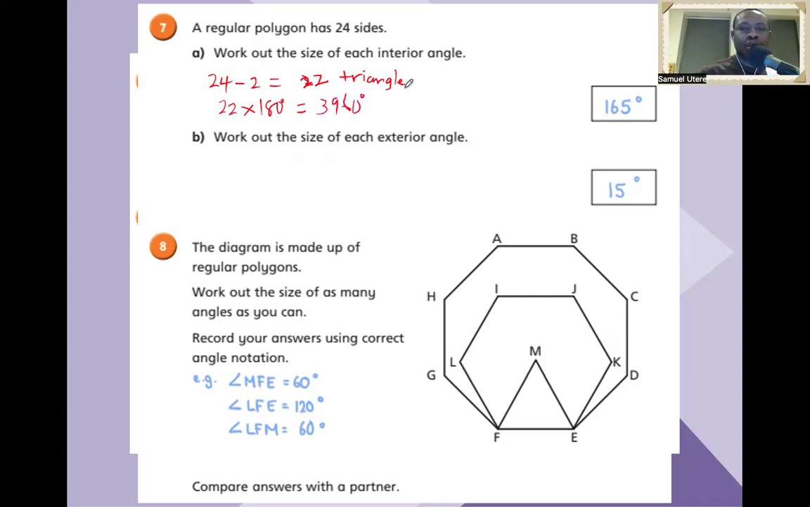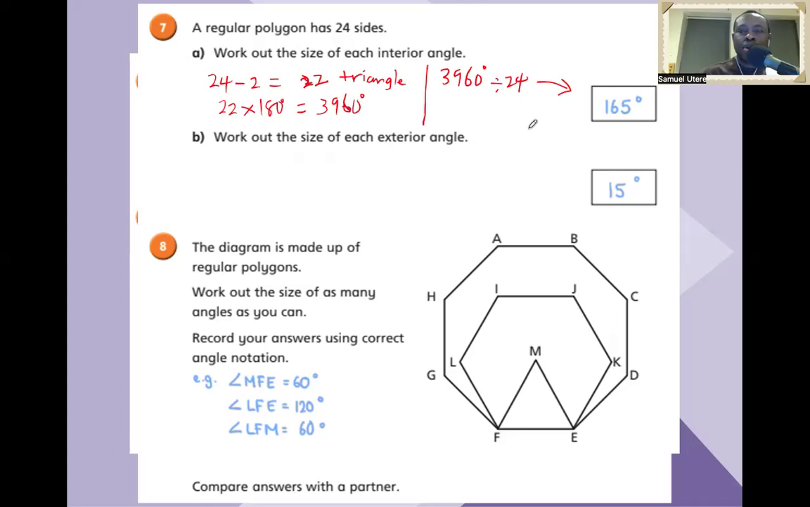Now, this 3,960 degrees represents the 24 equal angles in this 24-sided shape. So to get each angle, we'll say, well, let's divide this number. So let's start here. 3,960 degrees divided by 24. That will be 165 degrees, which is here.